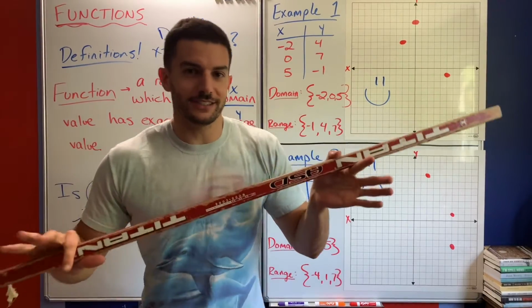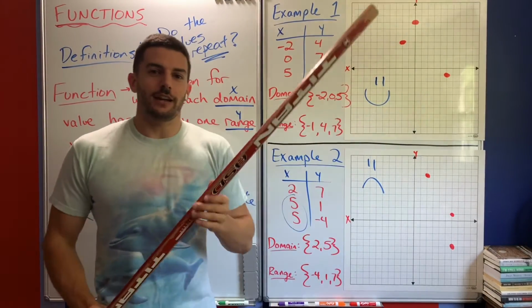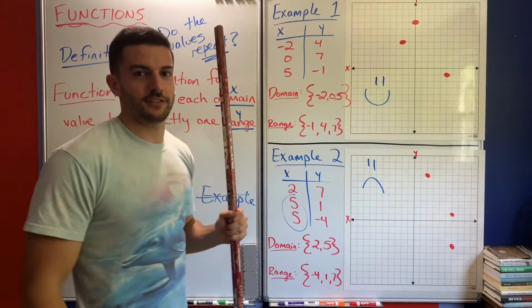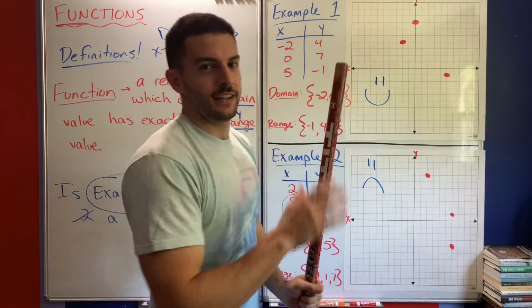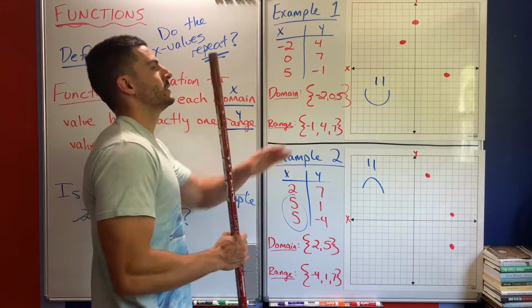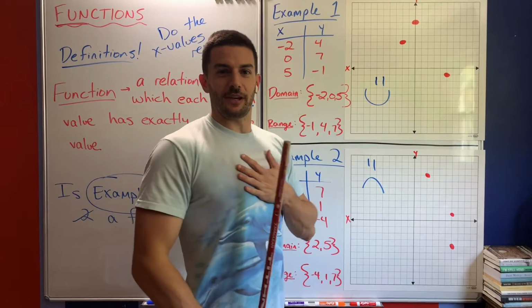Okay, so to illustrate how we do that on graphs, I got my own hockey stick here, old school. This is like a 15-year-old hockey stick. It's wooden. They don't make them out of wood anymore. But anyway, it'll help us here, okay? So I just ran up the stairs. I'm out of breath, sorry.